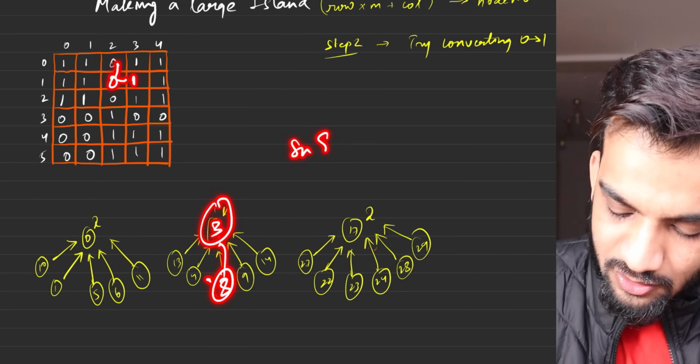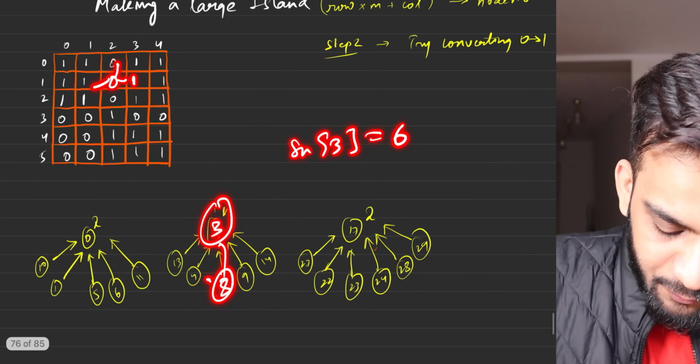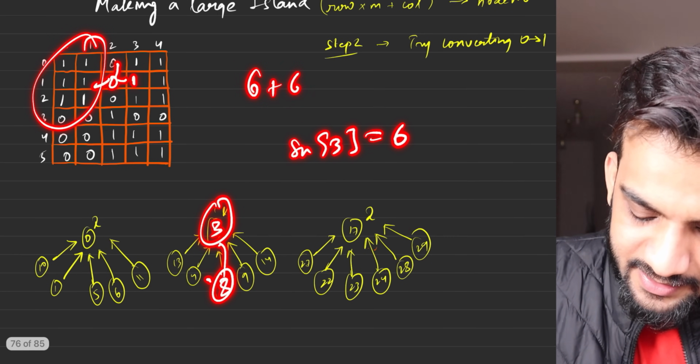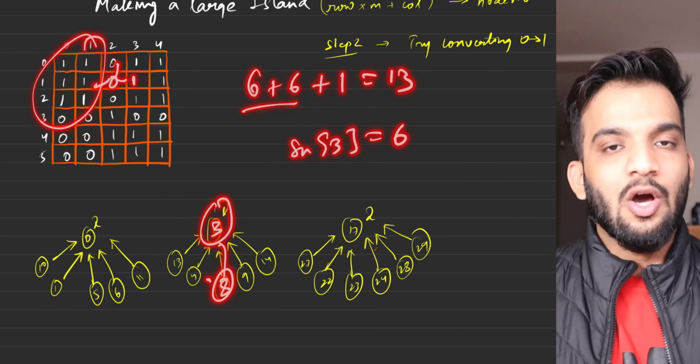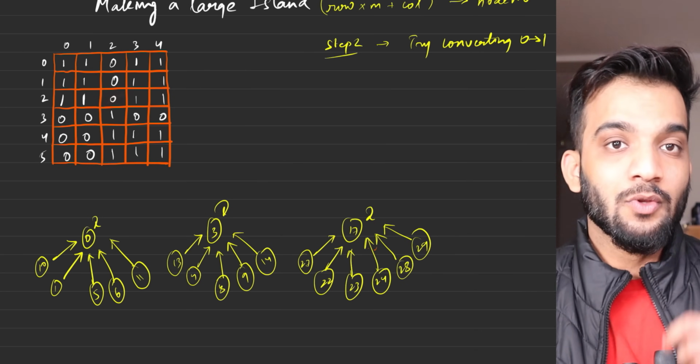So you again find size of 3, which is 6. Similarly, if you find this, again you'll find 6 plus 1 and you get 13. Now, if you try to convert this, what will happen?